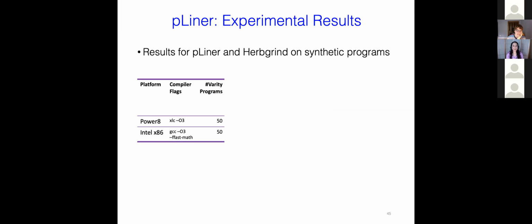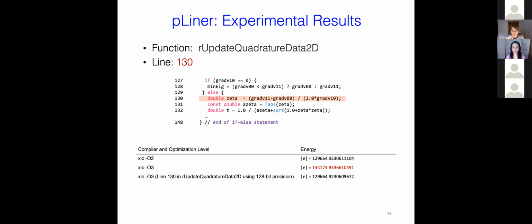Now, in terms of the variety of programs that suffer from compiler-induced numerical inconsistencies, we generated. I didn't understand. Did you automatically find that line? Yes. We automatically found the line. Okay. And so perhaps I missed something, but what was the point of that line? The point is that if you increase precision, then the inconsistency triggered by the compiler goes away.